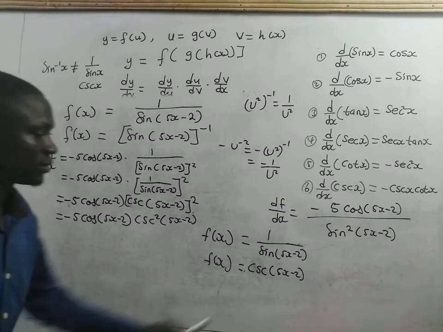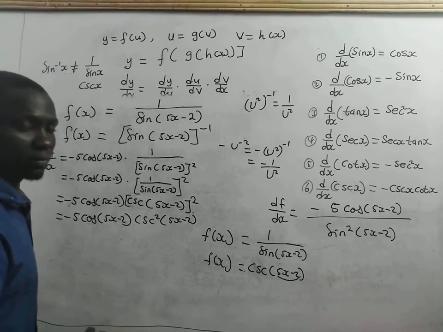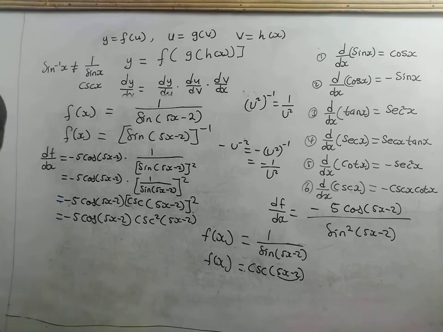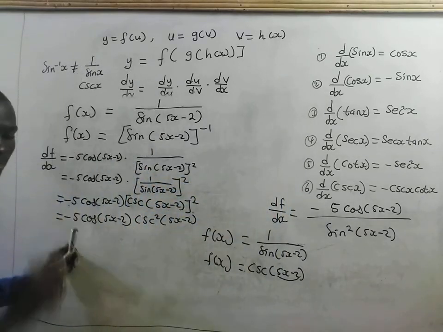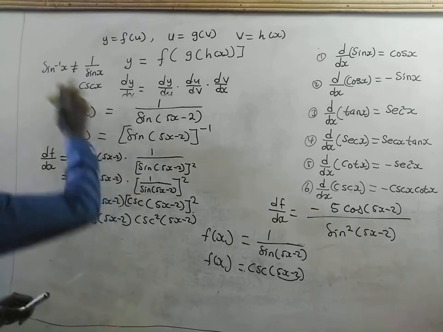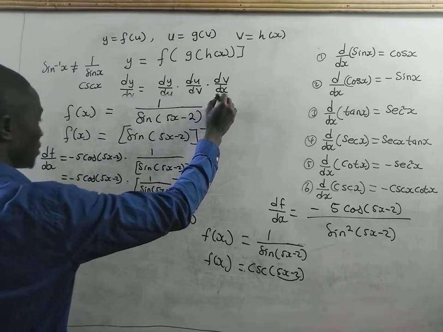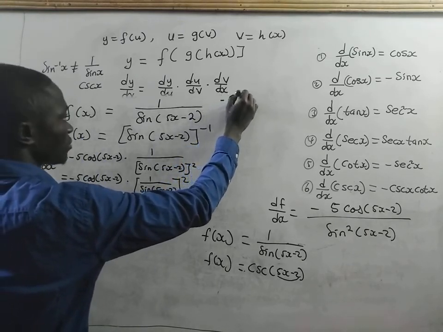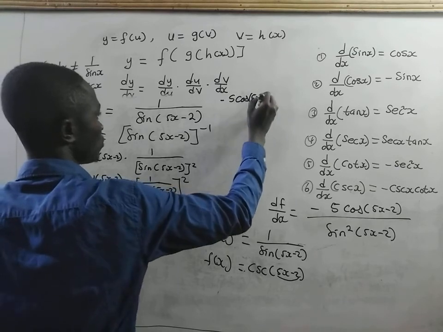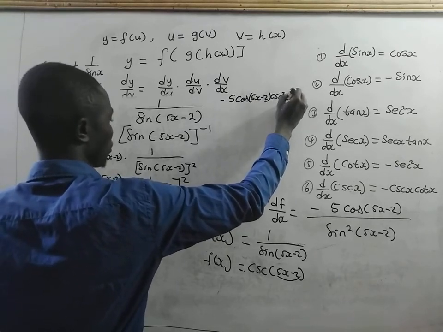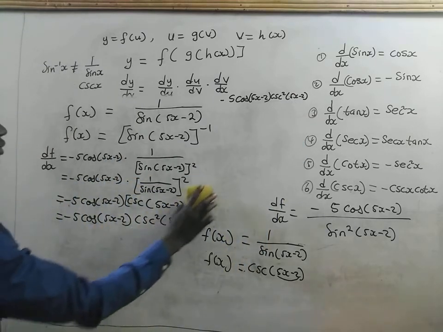Let's check that and see. If you are going to do this, you just take this and differentiate the inner function. You see that the answer will be the same as this. Let's put our answer here. Our answer for this is minus 5 cosine of 5x minus 2 cosecant squared of 5x minus 2. That's our answer. So let me clean everything from here.